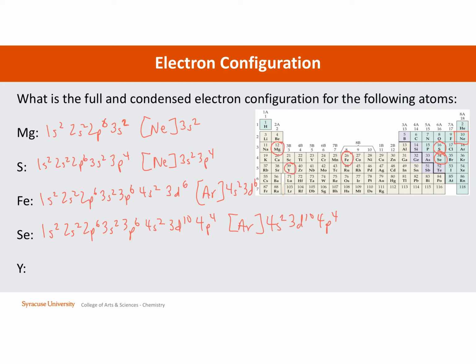Yttrium is in the 5th quantum level. Yttrium starts like all the rest of them start, 1s2, 2s2, 2p6, 3s2, 3p6, 4s2, 3d10, 4p6 takes me all the way to krypton, and then I would have 5s2, 4d1 takes me to yttrium. I can replace all of this by simply saying krypton, 5s2, 4d1 for my condensed configuration.